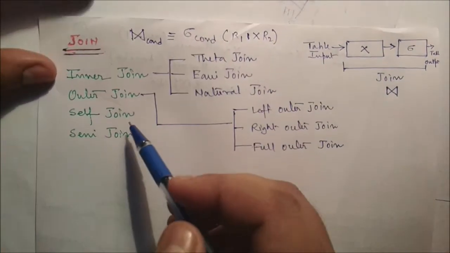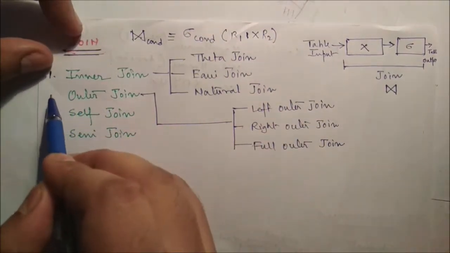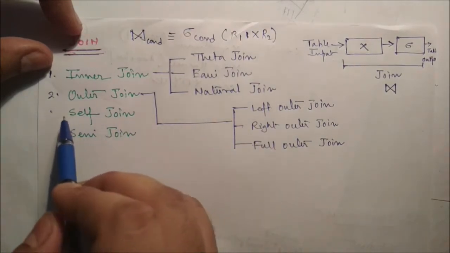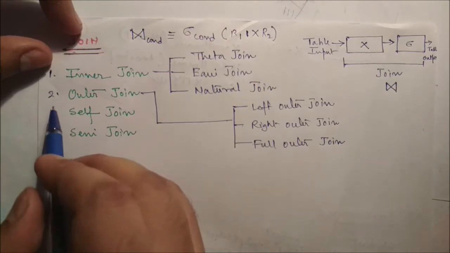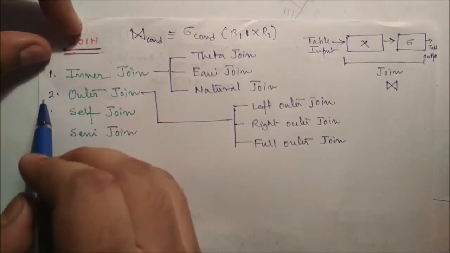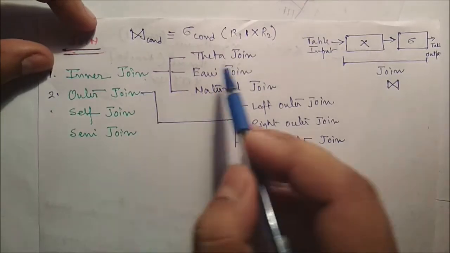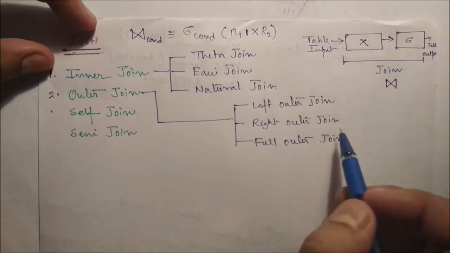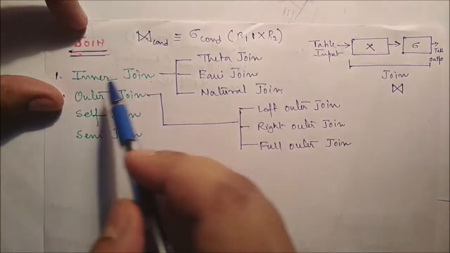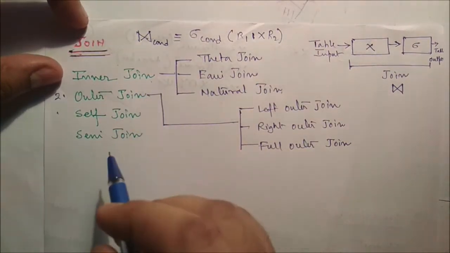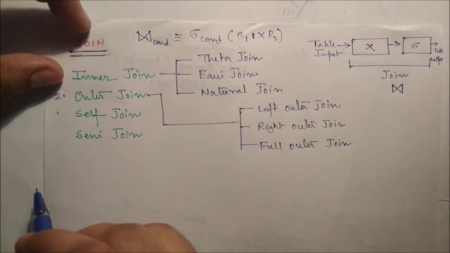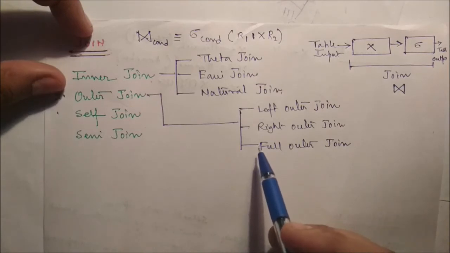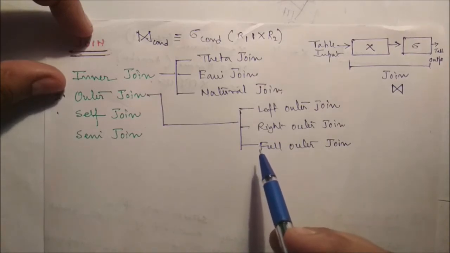Now the main types are inner join, outer join, self join and semi join. Semi join is a part of the inner join only. Inner join and outer join are the main difference. Inner join includes theta join, equi join, natural join, and outer join includes left outer join, right outer join, and full outer join. Inner join includes only those rows with matching attributes, and the rest are discarded in the final relation. But outer join includes all the rows from the participating relations in the resulting relation.